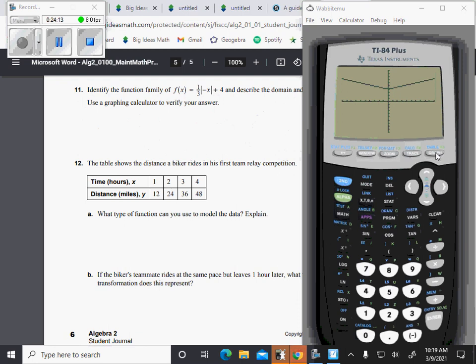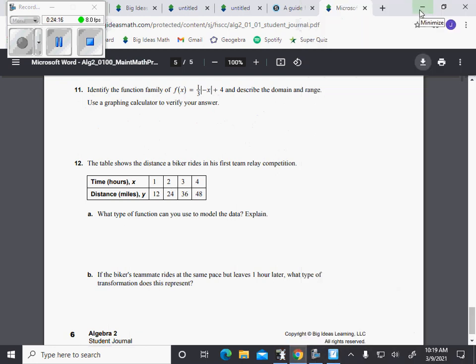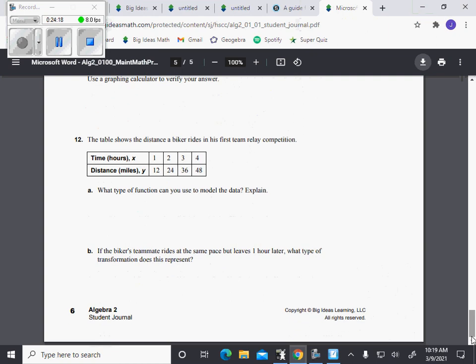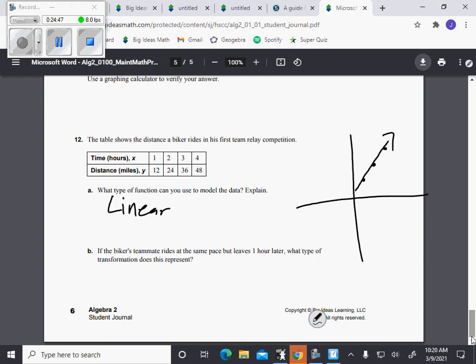All right, moving on. Next problem. Last problem, right? Yeah, this is it. The table shows the distance a biker rides in his first team relay competition. What type of function can he use to model the data? Well, at 1 it's 12, at 2 it's 24, at 3 it's 36. It's just this constant rate graph, right? A constant linear graph. It's linear.